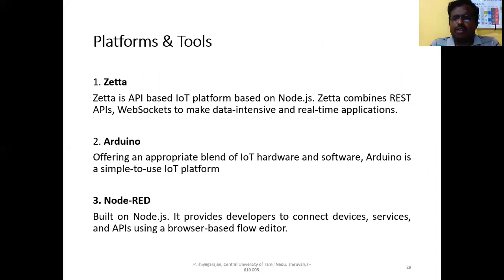The first is the Zetta platform. It is an API-based IoT platform built on Node.js. It combines REST APIs and web sockets to make it data intensive and suitable for real time. These APIs play a very crucial role. Next, we have Arduino, which we have seen a few slides back. It offers an appropriate blend of IoT hardware and software, and it's a very simple IoT platform. Third, we have Node-RED. Like Zetta, Node-RED is also built on Node.js. It lets developers connect devices and services, any number of APIs can be incorporated, and it also provides a browser-based flow editor.